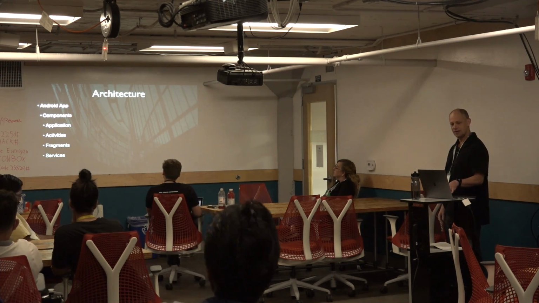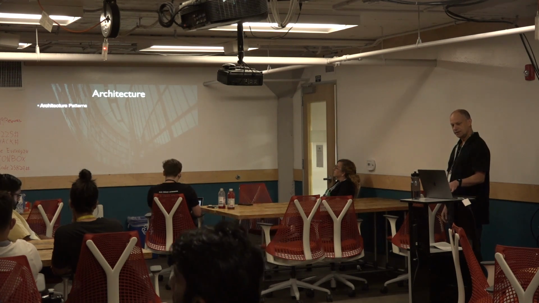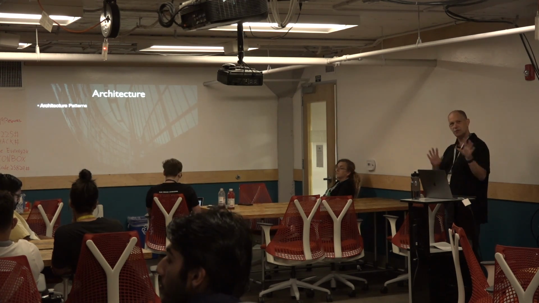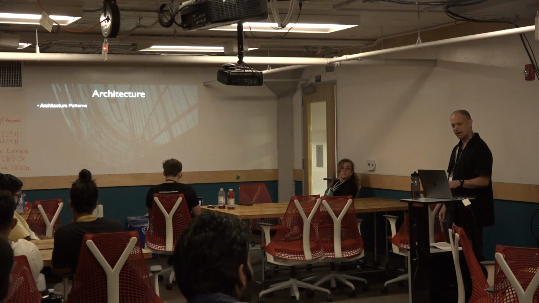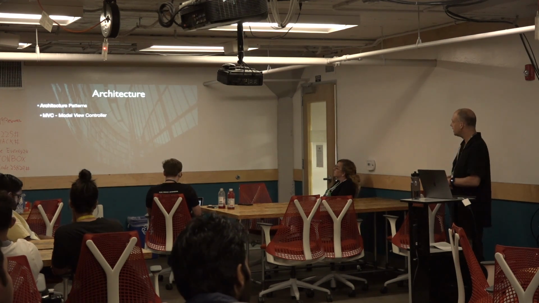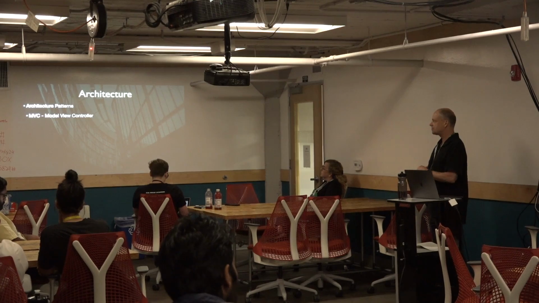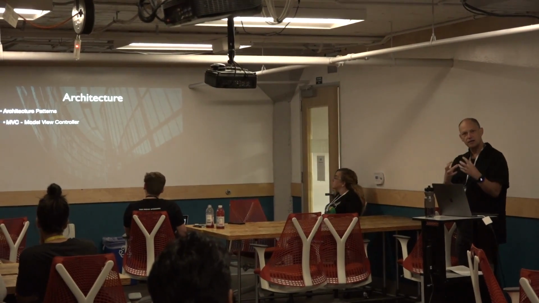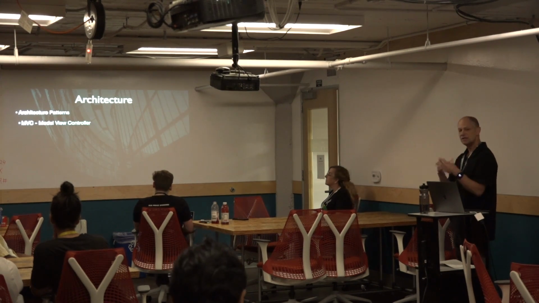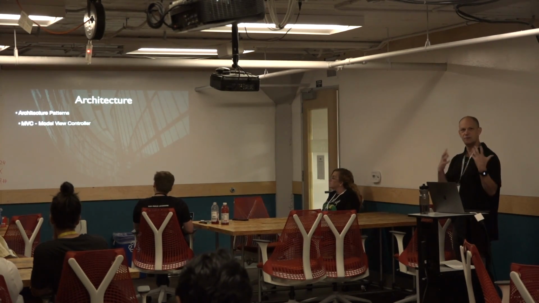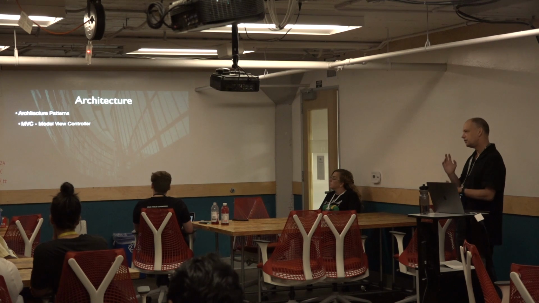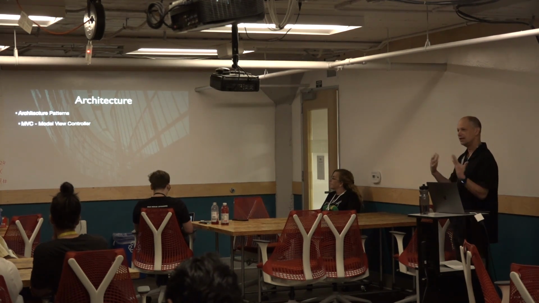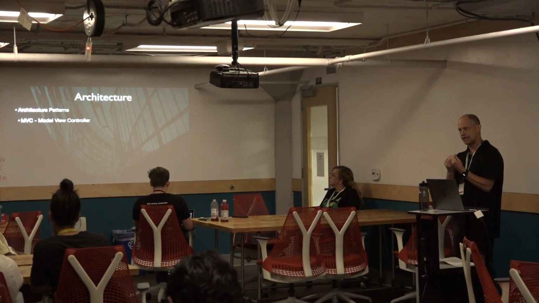Services are background tasks. Now there's different architectural patterns, I don't know if any of you have heard of these, but I just want to quickly talk about them. There's something called the model view controller. Basically your model is where you store your data. So this is going to be a class that has, say if you have a user model, your username, your social security number, things like that. That's where you're going to store your data.